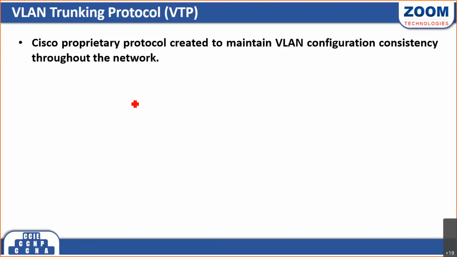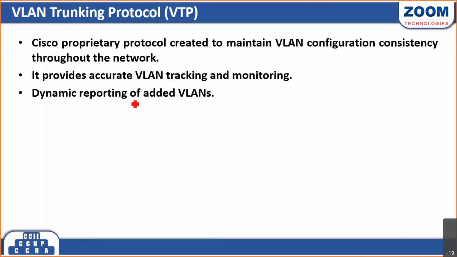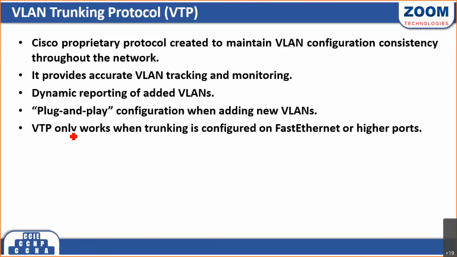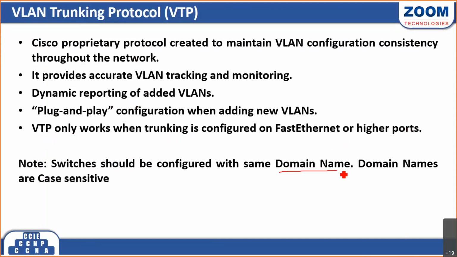VTP is a Cisco proprietary protocol created to maintain VLAN configuration consistency throughout the network. It provides VLAN tracking and monitoring, and dynamic reporting of the VLANs. VTP only works when trunking is configured on Fast Ethernet ports or higher. Switches should be configured with the same domain name and same password, and domain names are case sensitive.